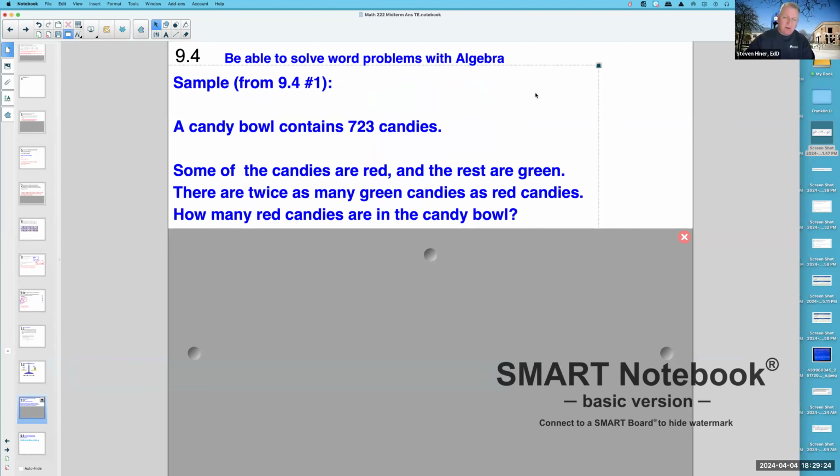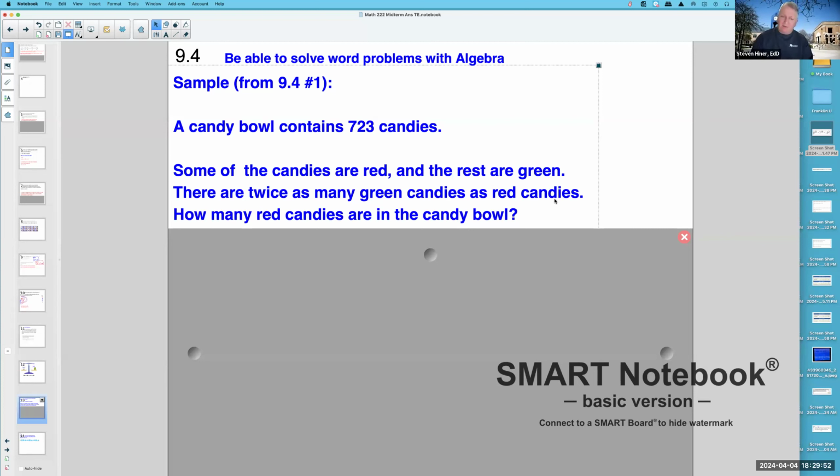This one originally wanted, I believe, strip diagrams made and so forth, and we changed it to just solve it algebraically because it's hard to draw all this stuff out on a test paper. So be able to solve words with algebra. So here's an example. A candy bowl contains 723 candies. Some are red, the rest are green. There were twice as many green candies as red candies. How many red candies are in the candy bowl?